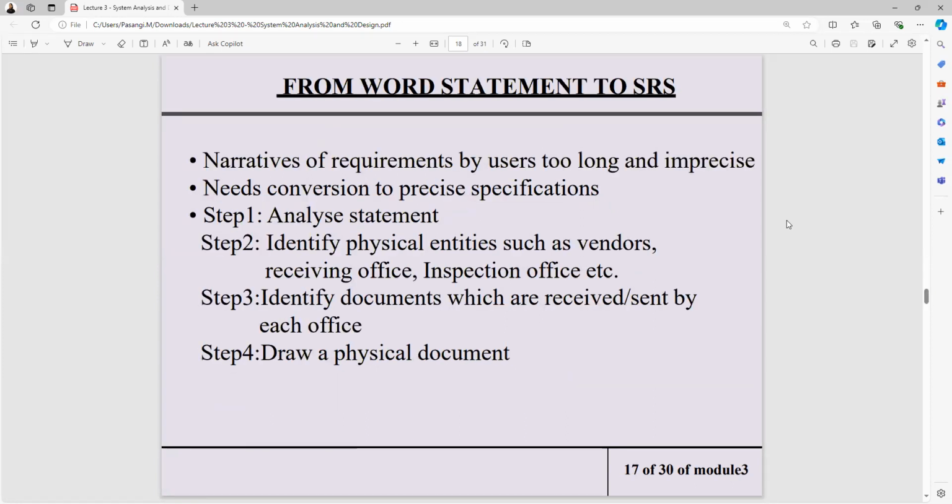From word statements to SRS. Now, if we have English word statements, how are we going to convert them to an SRS? The steps are given as follows. The first part: narratives of requirements by users are too long and imprecise, and we also need conversion to precise specifications.